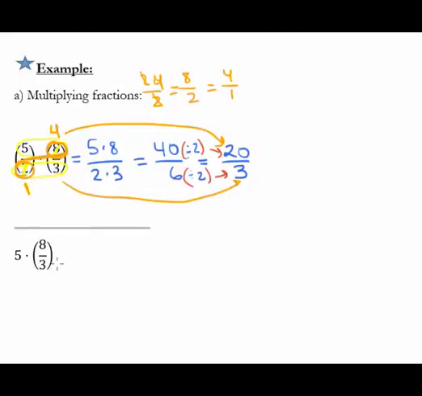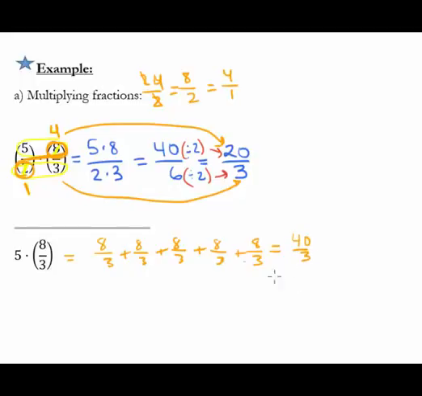I would have gotten the same answer. Okay, how do we multiply 5 times 8 thirds? Well, one way you can think about it is, if I have 5 of these 8 thirds, it's just 8 thirds plus 8 thirds plus 8 thirds, 5 times, right? And we know how to add all of these fractions that have a common denominator of 3, we can just add the numerators. So that's 8 plus 8 plus 8 plus 8 plus 8, which is 40 thirds.